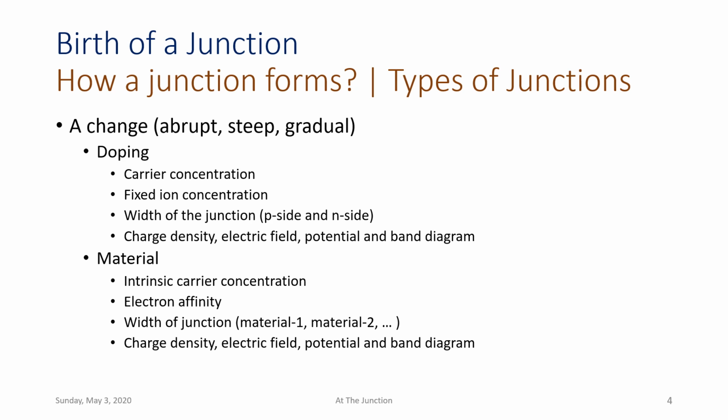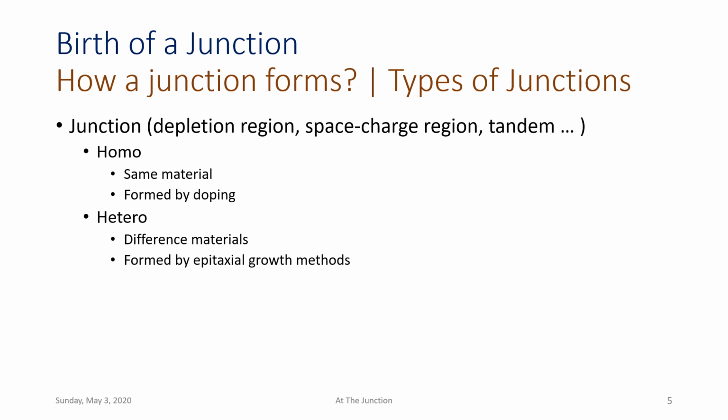But because of this difference in material, at the junction we have fixed ions formed. So there will be a charge density. There will be an electric field, which would cause potential, and then the energy band diagrams. A junction has many names. It's called a junction. It's also called a depletion region, space charge region, and in case of solar cells, we hear the word tandem solar cells.